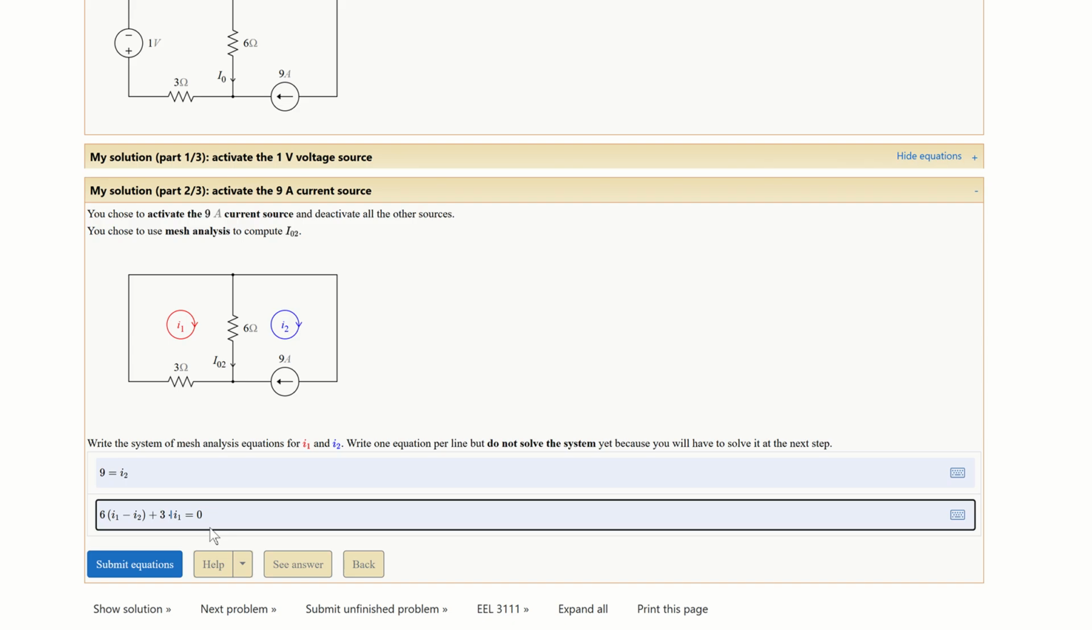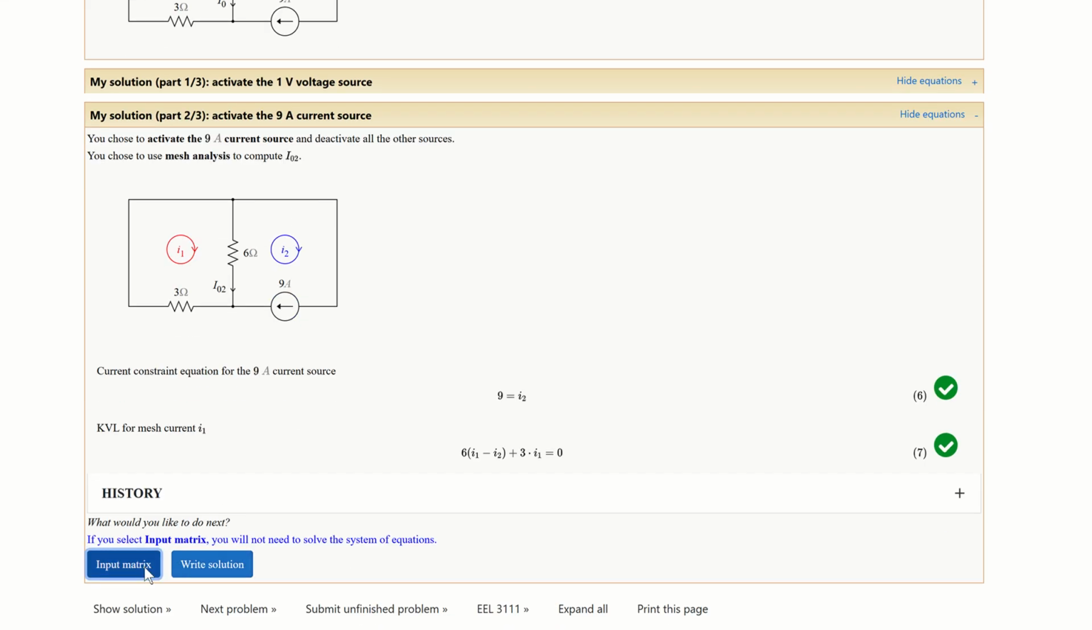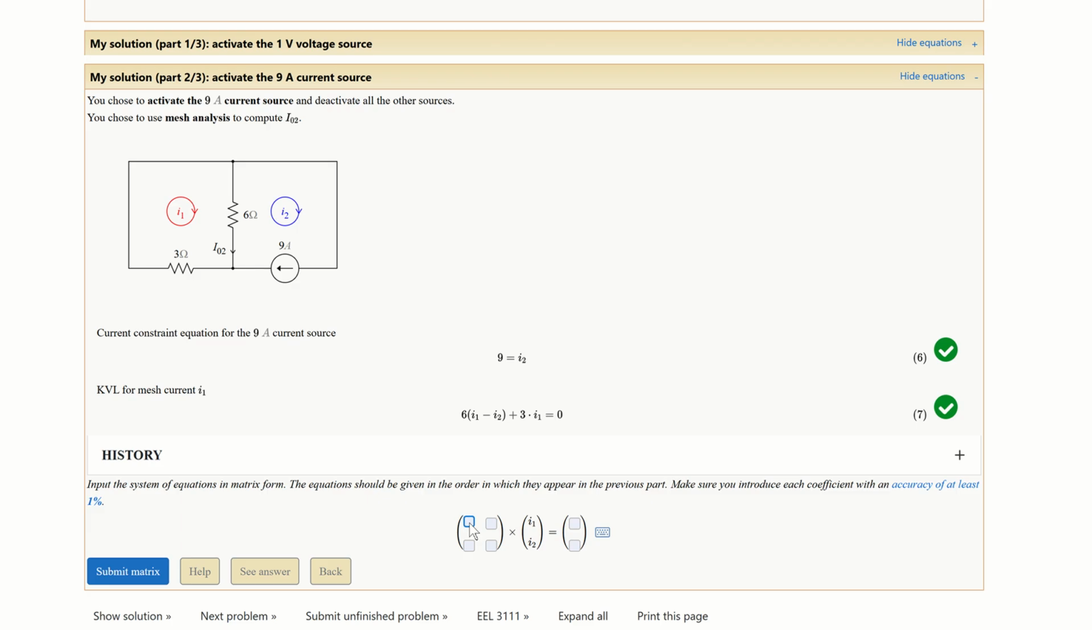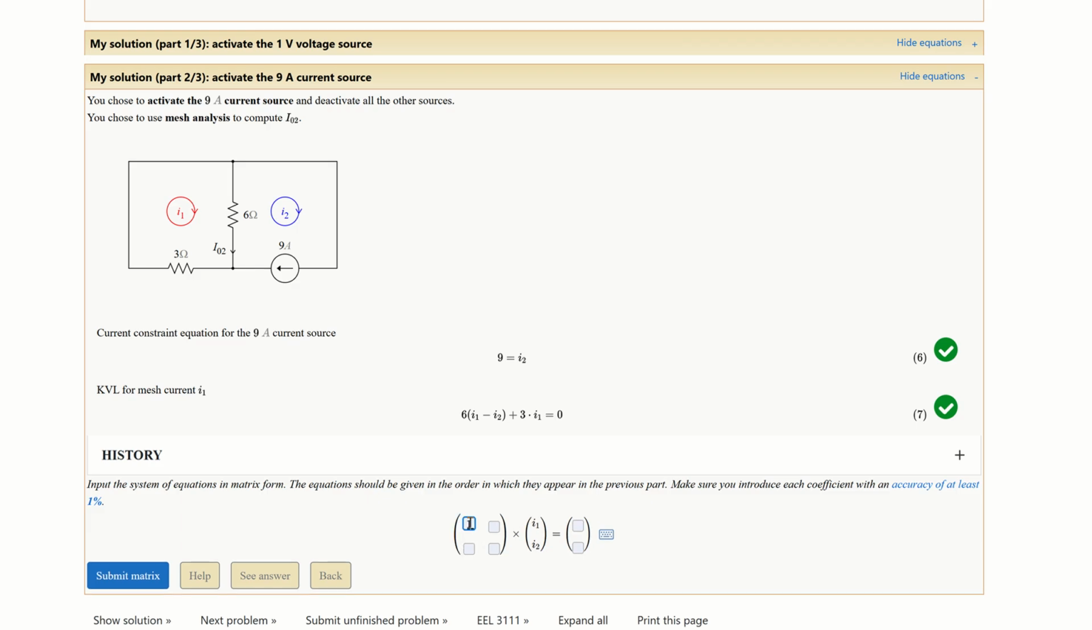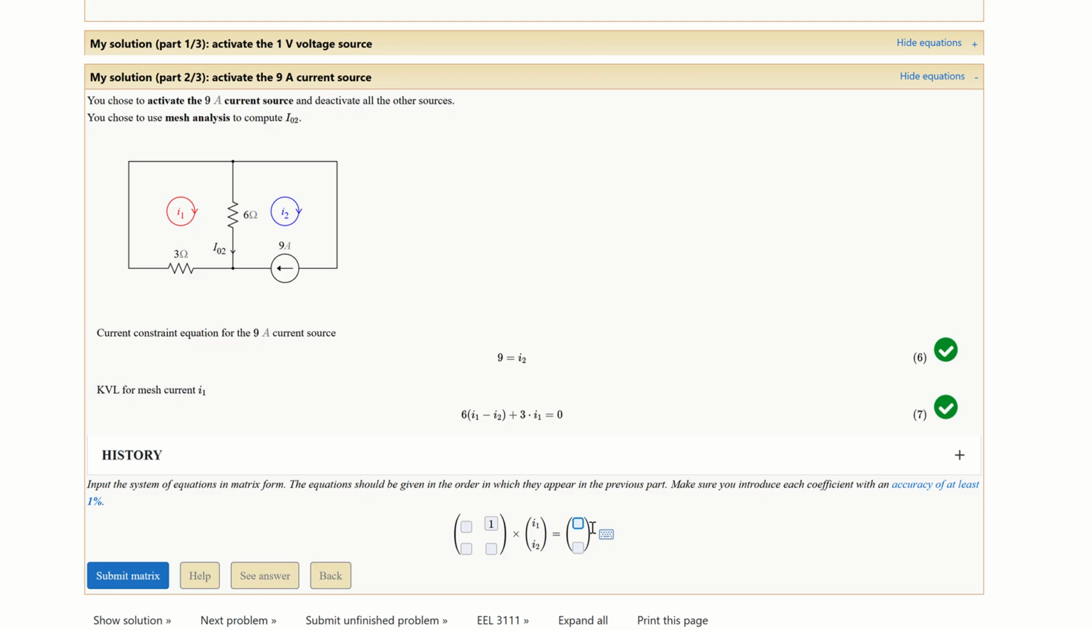Now, typically, I like to do this just to be safe, but Circuit 2 can take it either way. So, double check our equations. We're all set. Go ahead and submit. Awesome. Put in our input matrix. Again, we'll have 0 for that. I2 is 1. This is -9, -1.